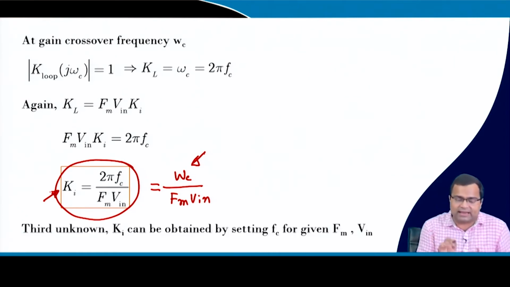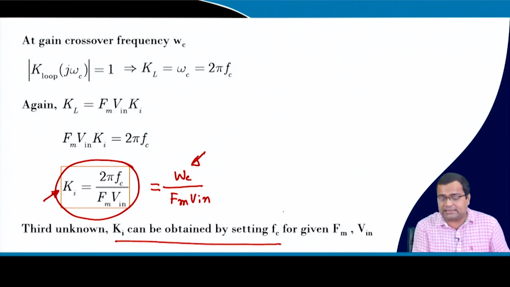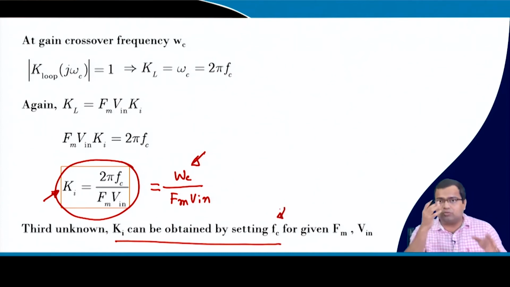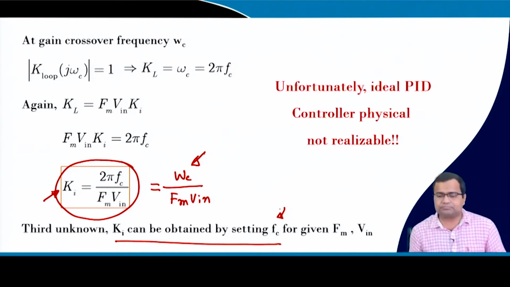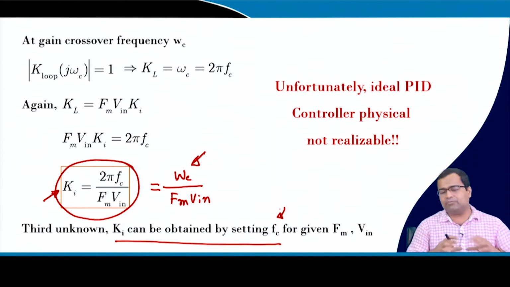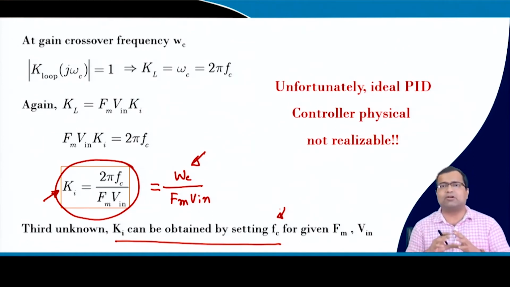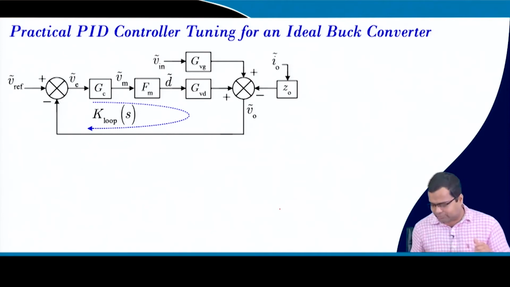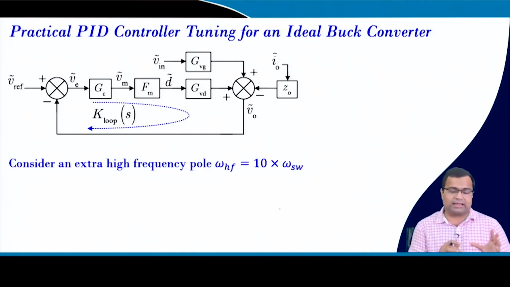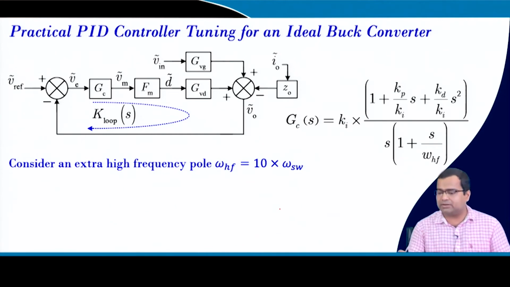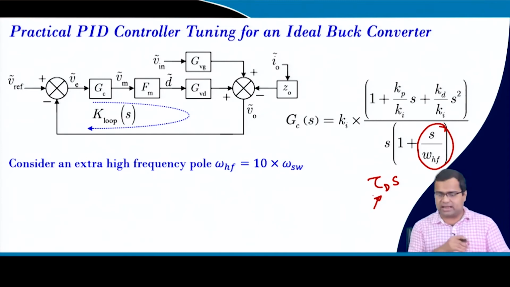So, the third unknown is here, and Ki can be obtained by setting the crossover frequency, and for a given Fm Vin, we want to see what crossover frequency we can achieve. But unfortunately, we have used an ideal PID controller which cannot be physically realized. So, in order to solve this problem, we need to consider a high frequency pole with the PID controller, which is equivalent to tau d into S, where this was a derivative time constant, right, and I am writing in terms of a pole.